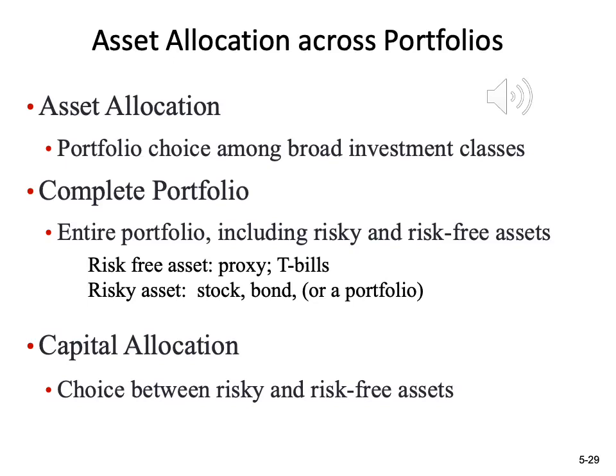Complete portfolio means the entire portfolio. Whenever we mention complete portfolio, it must include one risk-free asset and some risky asset. So it must include a risk-free asset to be called complete portfolio. The risk-free asset is the T-bill. We are going to use the T-bill as the proxy of the risk-free asset. Risky asset could be stock, could be bonds, could be a portfolio of stocks and bonds. Capital allocation is the choice between risky and risk-free assets.